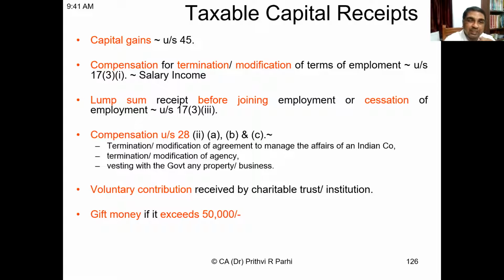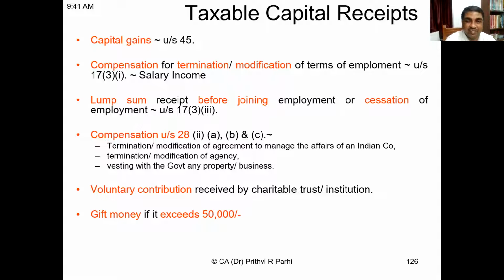Similarly, you can see compensation under section 28 (a), (b), (c). So these are relating to profits and gains of business and profession. You see here also termination or modification of agreement to manage the affairs of an Indian company. Okay, if this agreement is terminated and some compensation is paid, that will also be treated as an income. Then termination or modification of agency, if agency is terminated, or vesting with government any property or business. If some property or business is vested with the government and some compensation is received, whether that will be income or not.